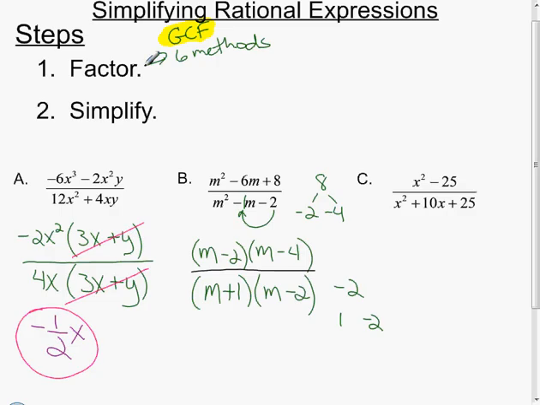Well, then I'm going to look to simplify this expression, and I just see that I can cancel my m minus 2 and my m minus 2, because when I divide them, I in fact get 1. Well, this means that the remaining expression is the quantity m minus 4 divided by the quantity m plus 1.